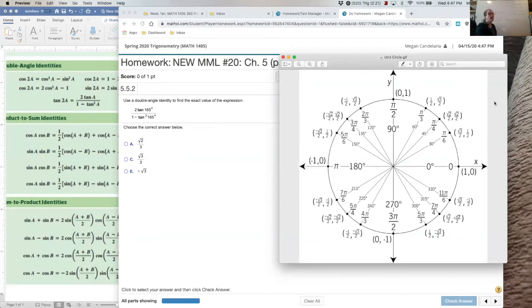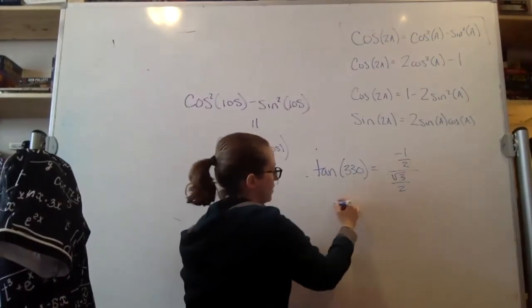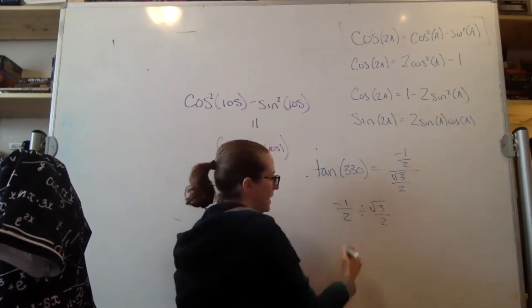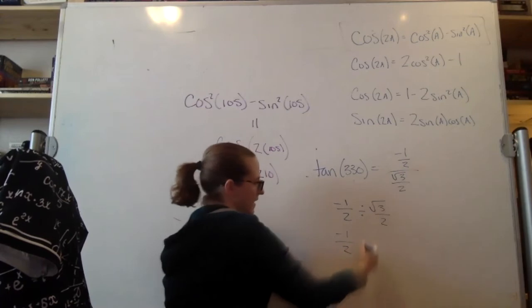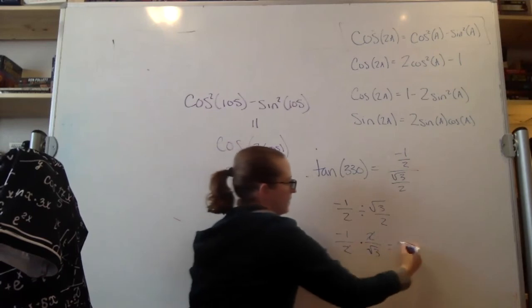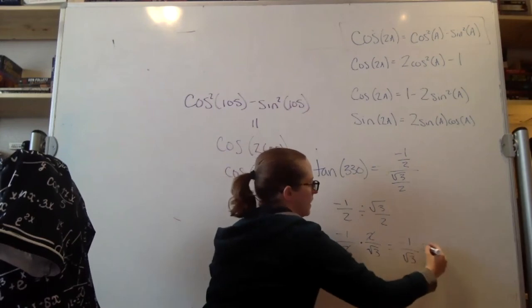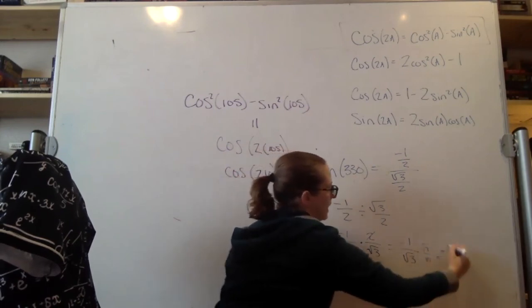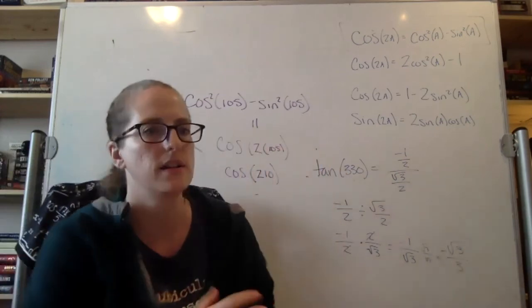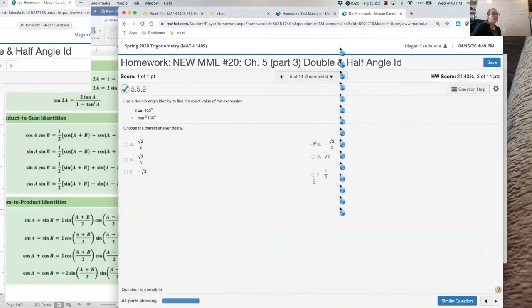Now, we know MyMathLab is going to want us to simplify this. So when we divide fractions, we have negative 1/2 divided by square root of 3 over 2. But that's the same thing as negative 1/2 times 2 over the square root of 3. My 2's cancel, and I'm left with negative 1 over the square root of 3. Rationalizing that by multiplying top and bottom by the square root of 3 gives me negative root 3 over 3. So there's our answer, negative square root of 3 over 3. All right, next question.